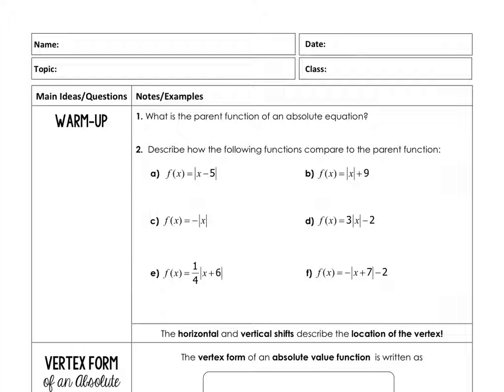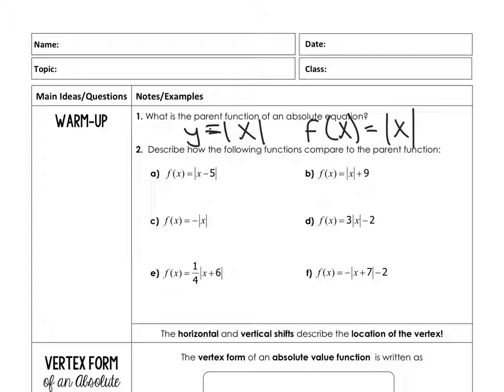Okay, so you're filling out this notes page, and you should be able to fill a lot of it out all on your own from the stuff that we've already discussed in class. What is the parent function of an absolute value? Well, it's just y equals absolute value of x. Okay, so that's the parent function. Or we could write it f of x equals absolute value of x.